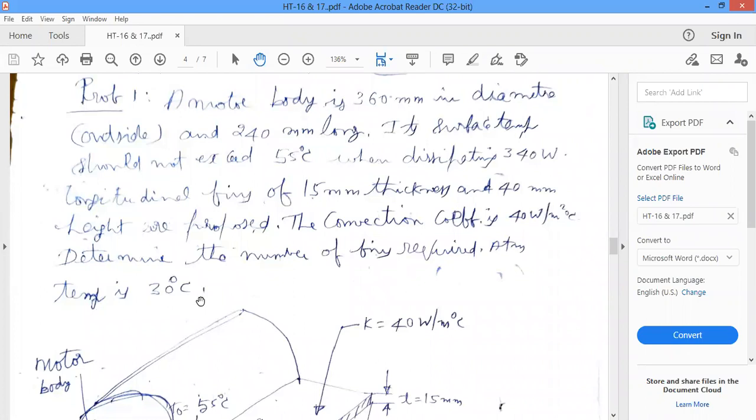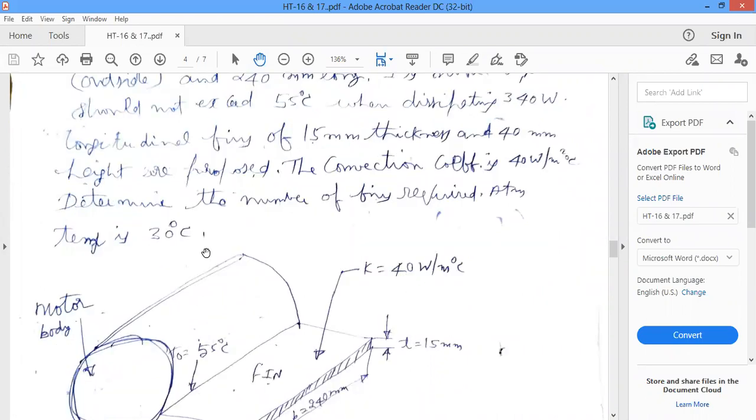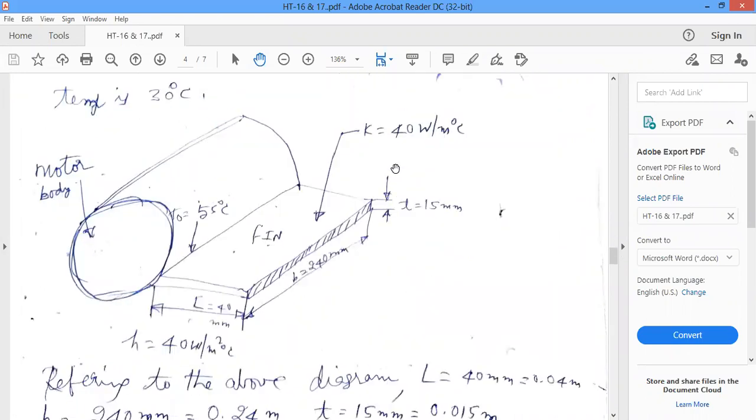Atmospheric temperature is 30 degrees centigrade. So here the temperature of the air is 30 degrees centigrade. The convective heat transfer coefficient is 40 watts per meter square Kelvin or degree centigrade. And the thermal conductivity of the fin material is 40 watts per meter Kelvin or meter degree centigrade.